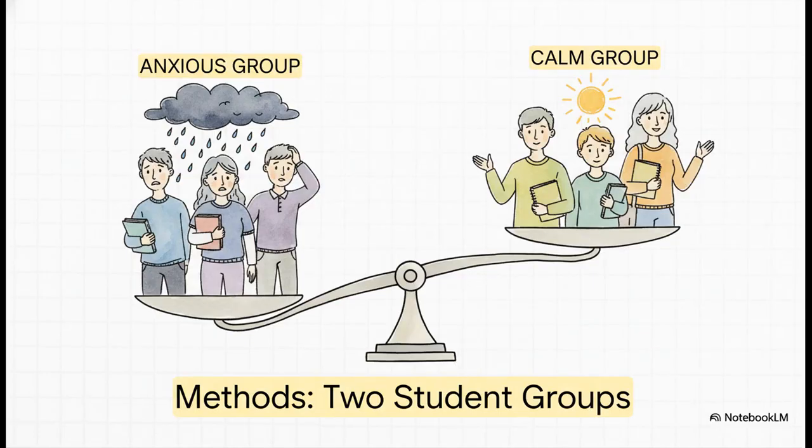The next part explains the methods. We learn that the researchers examined 2 groups of English students. One group, the experimental group, was anxious because they were taking exams. The other group, the control group, was less anxious. This part clearly explains how the study was done.